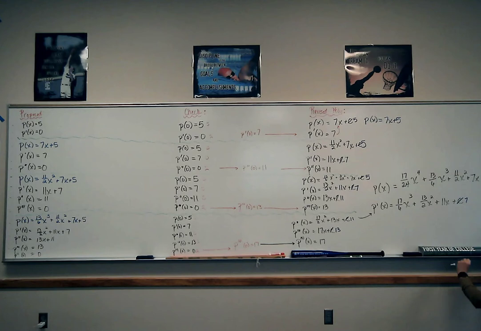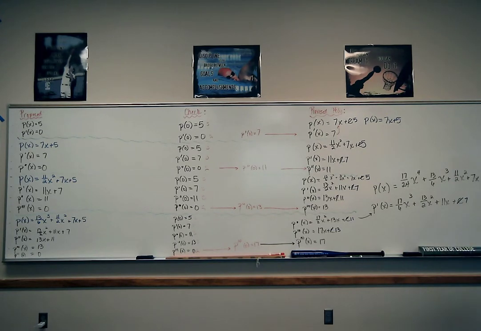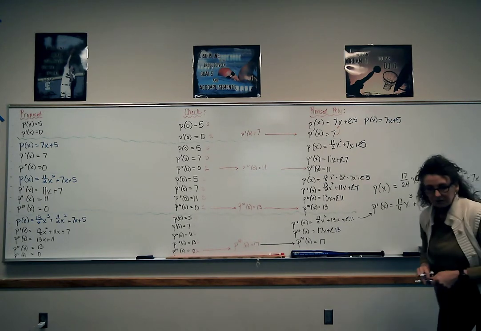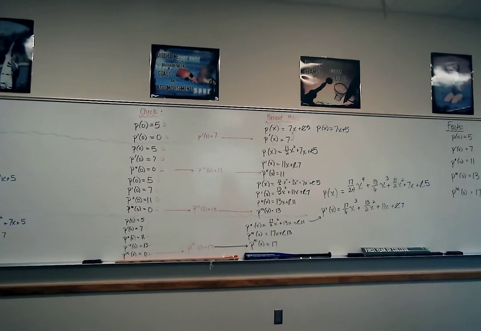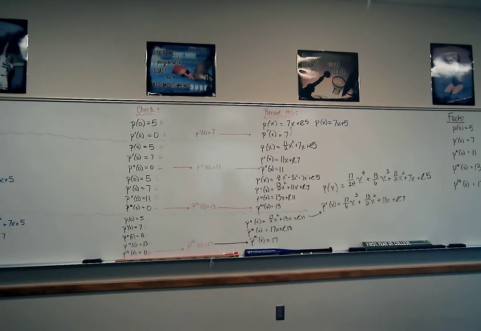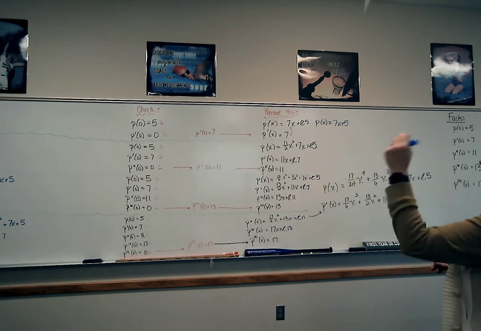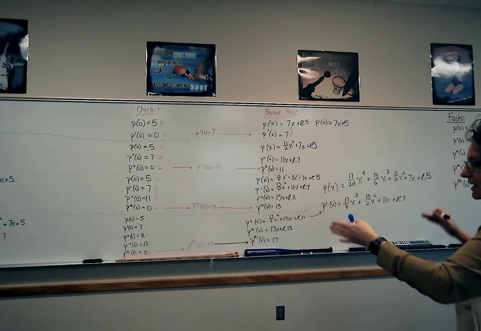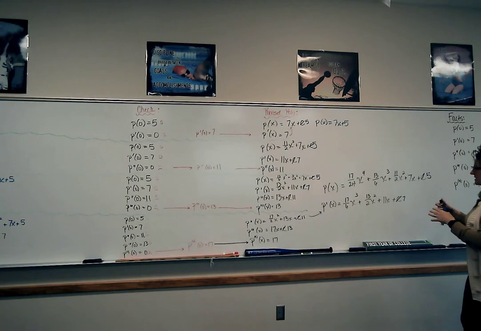And then my constant for P was 5. Oh, hope you can see that. I don't think you can. That's okay. You got the gist of it. There we go. So taking all that information, making a proposed polynomial, checking it by plugging in 0 into my derivatives, this is where it got me.